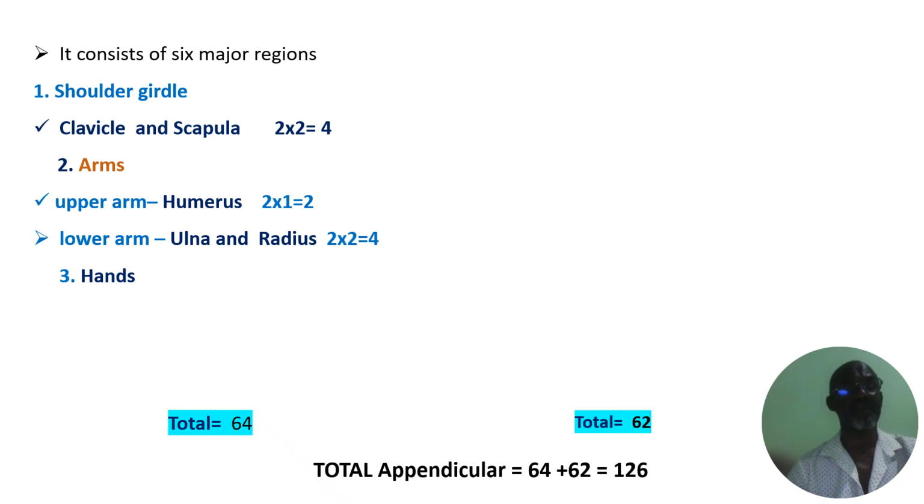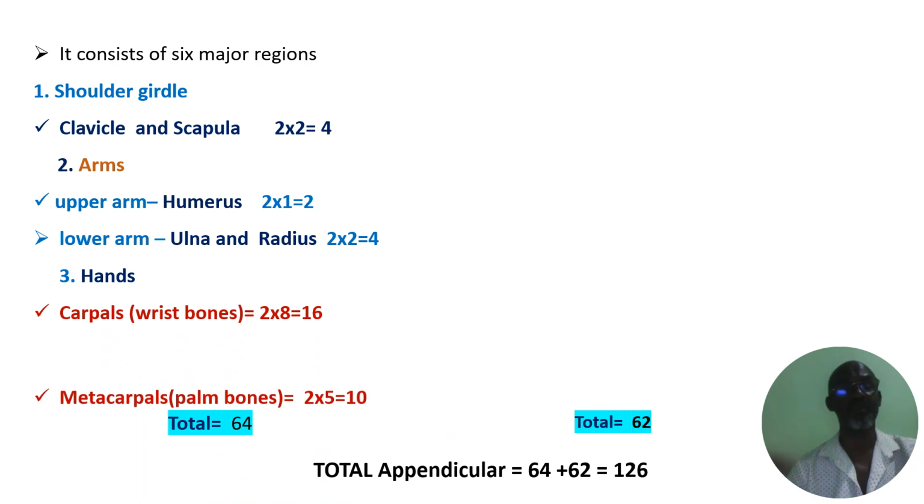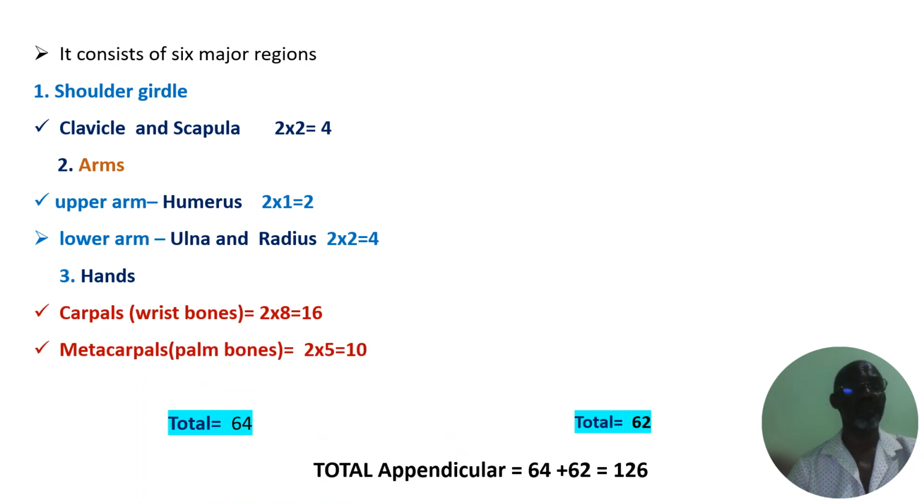Then hands, which constitute the carpal bones, metacarpal bones, and the phalanges, as you see. Carpal or wrist bones, 2 times 8, 16. Metacarpals, palm bones, 2 times 5, 10. Then phalanges or finger bones, 2 times 14, 28. Total 64. Okay, total means the total starting from the shoulder girdle.